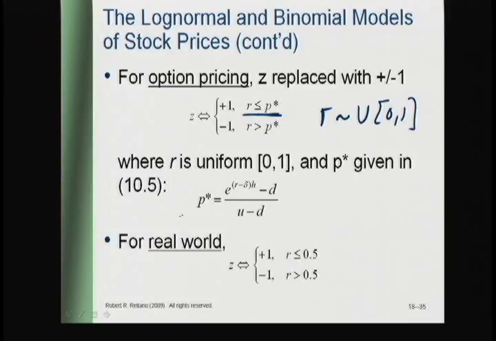And p star is the familiar formula originally given in 10.5, which is the risk-free return adjusted for dividends minus d, divided by u minus d. So in the various models where the u and the d differ, p star also differs. And so as we build binomial models, we will make our decision to go up or down differently depending on what we assume about u and d. In the real world, it's typical that Z will be plus 1 or minus 1 with equal probability.